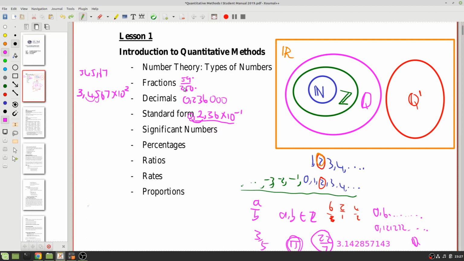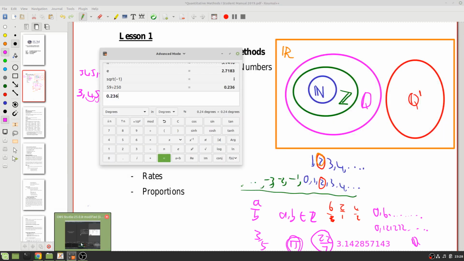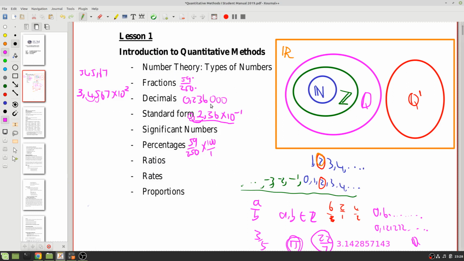Percentages? Well, let's do this again. If we do 59 out of 250, what percent is that? To calculate that, we'll say 59 over 250 times 100 over 1 plus percent. Centi is from the Latin for 100, so percent is out of 100. So we just do 59 over 250 times 100. And what do we get? We should get this, because that is already 59 divided by 250, and then we just times it by 100. We get 23.6%. Okay, so that is a percentage.